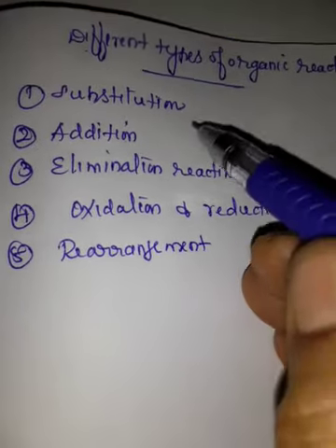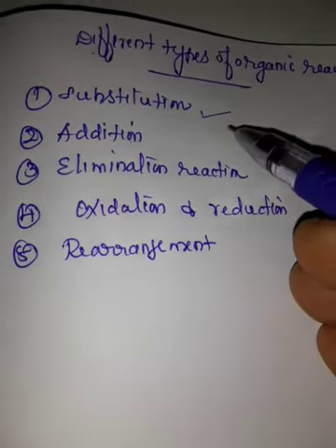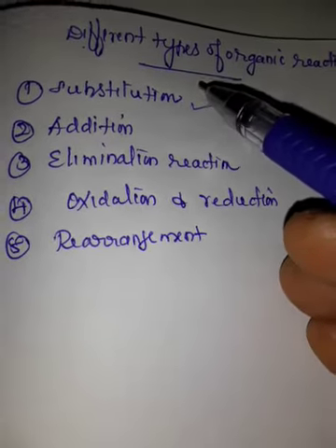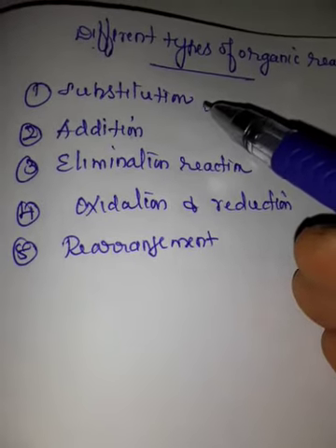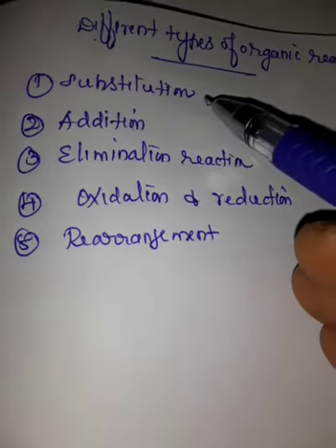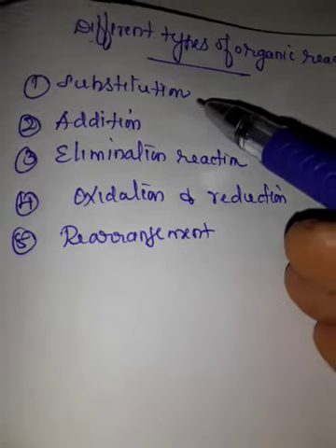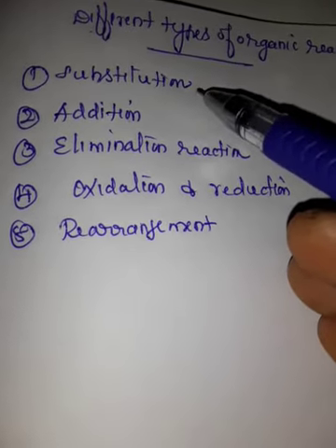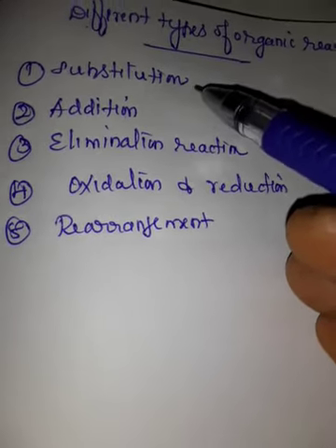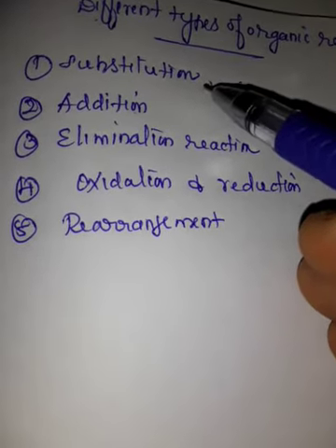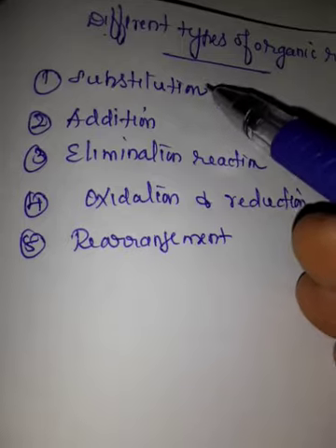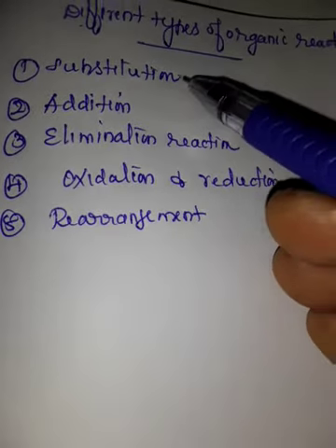So first, substitution reaction. What is meant by substitution reaction? In this reaction, an atom or a group of atoms attached to a carbon atom is replaced or displaced by a new atom or a group of atoms. One atom can be replaced by another atom. That is called substitution reaction or displacement reaction.